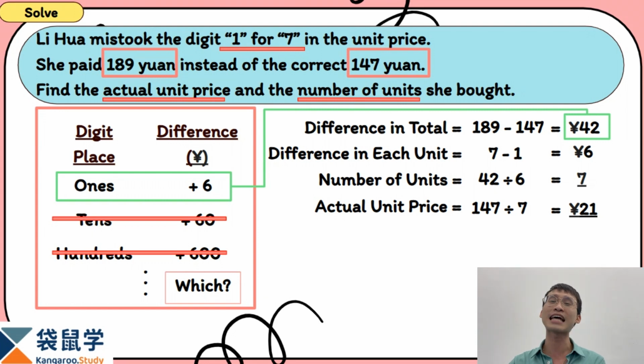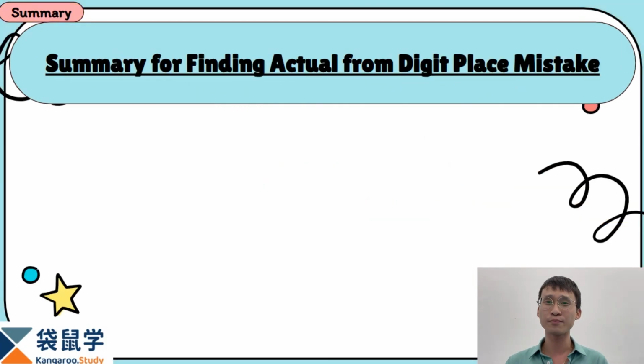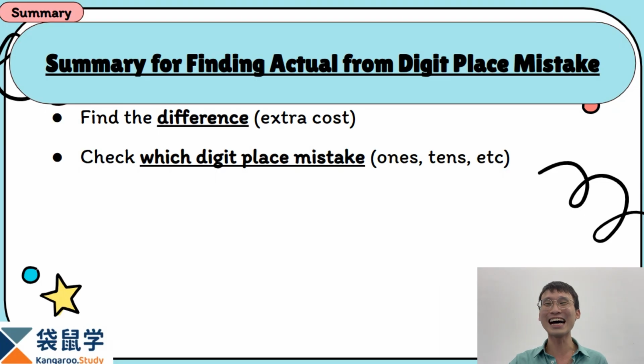And Li Hua bought 7 units in total. And yay, we have solved this question. So, what did we learn today? First, what was the extra cost Li Hua paid? Exactly, it was 42 yuan. Therefore, we always check for the extra cost incurred first. Next, which digit mistake matches this difference? Very good, it was the ones digit place. Because both the tens and the hundreds digit place will give a difference much bigger than 42.